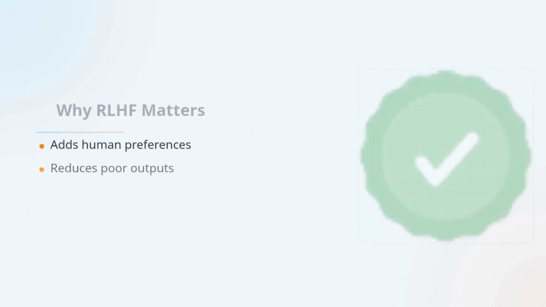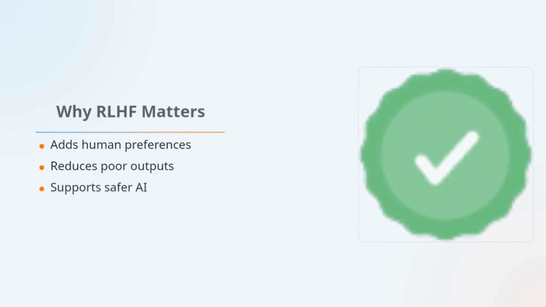A model may generate technically correct answers, but still miss what people actually want. That is where RLHF becomes important. It brings human judgment into the training loop, helping the system understand qualities like usefulness, politeness, safety, and factuality. In simple words, RLHF helps AI behave in a way that feels more aligned with human expectations.